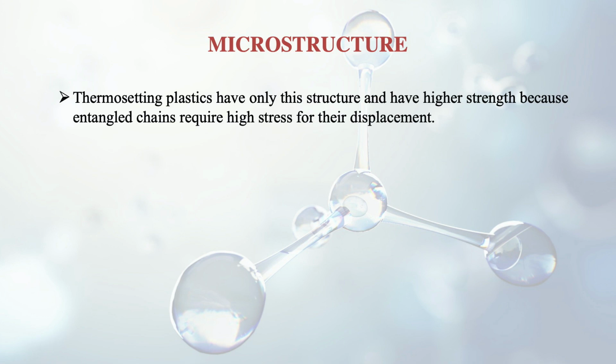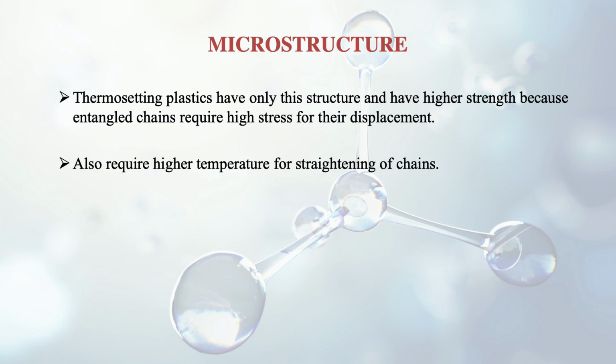Thermosetting plastics, like we studied earlier, thermosetting and thermoplastic are two varieties of plastic. So these thermosetting actually have this kind of structure. That's why their strength is more, because they get entangled between each other and they become compact, and it's very difficult to move them against each other. The chains cannot move easily. So the displacement is also less, and to displace it, higher stress is required. And we require higher temperature also for the straightening of the chains.